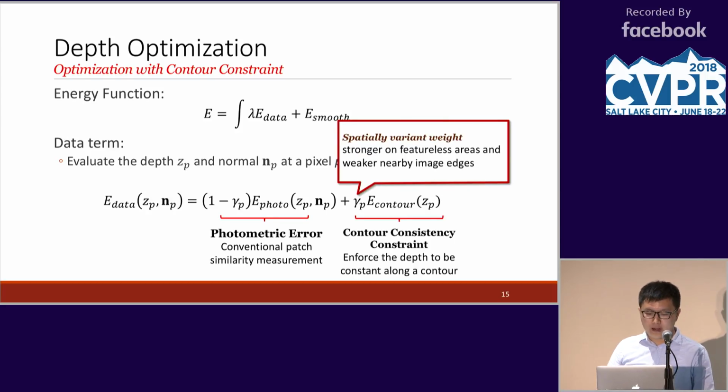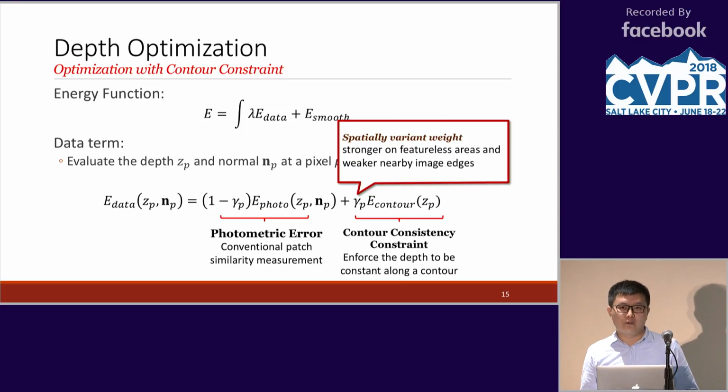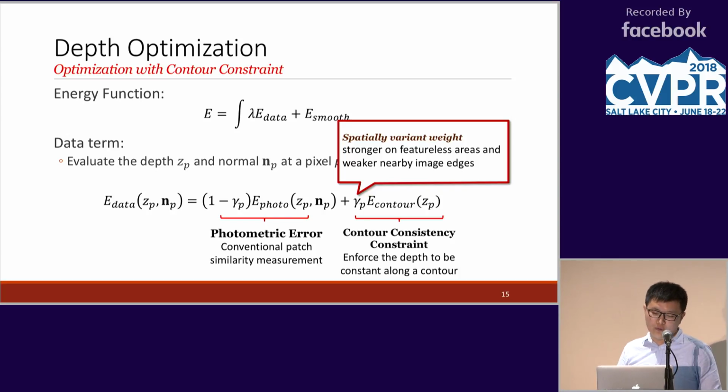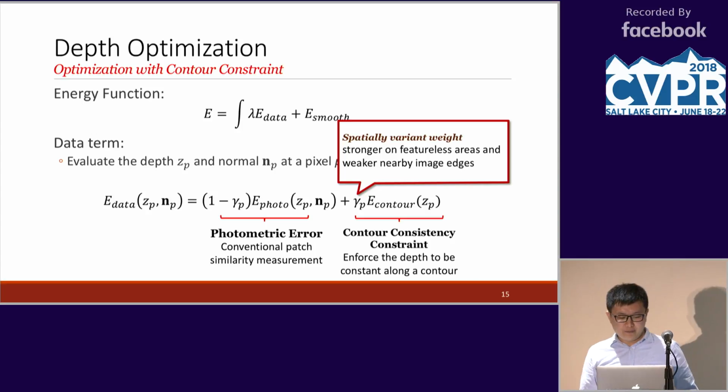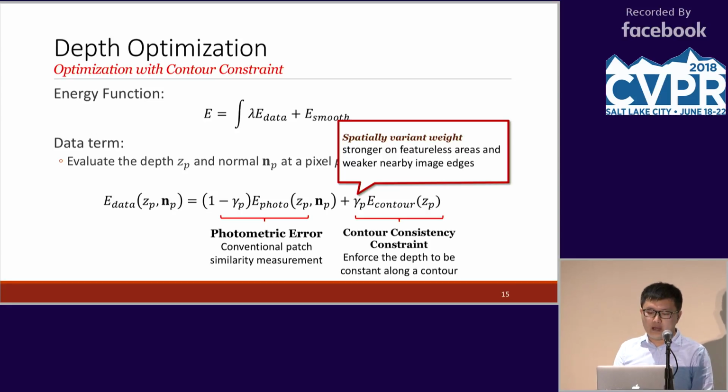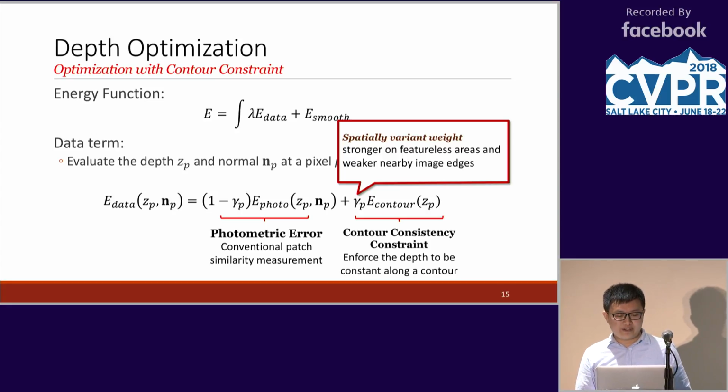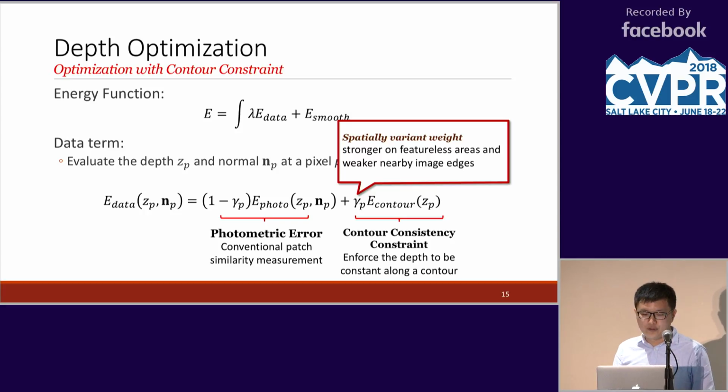The photometric error is a very conventional photometric measurement that measures the similarity of two image patches. The second one, the contour consistent constraint, enforces the depths to be consistent along the isodepth contour. We use a spatially variant weight to balance the two errors. This weight is stronger on featureless areas, while it is weaker near feature-abundant areas.